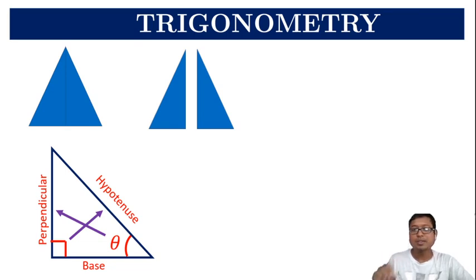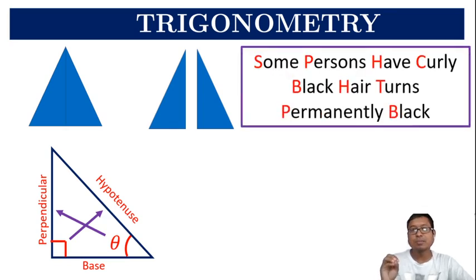Here I'm considering some collection of words. Those are favorite to me. I like those words very much because that helps me to remember all six trigonometric ratios. Okay, let me consider what those collections are. Some persons have curly black hair, turns permanently black. From here, we can remember all trigonometric ratios very easily.